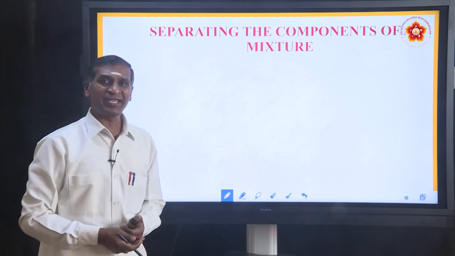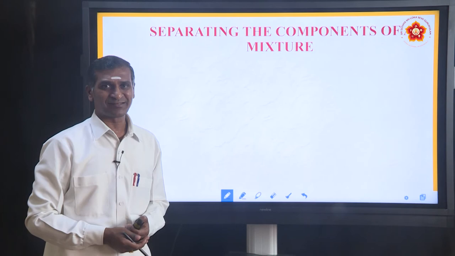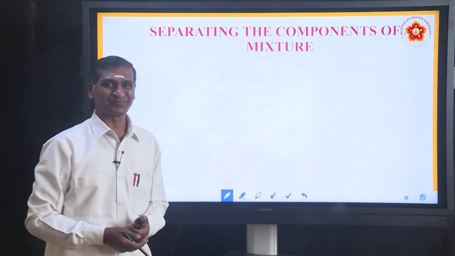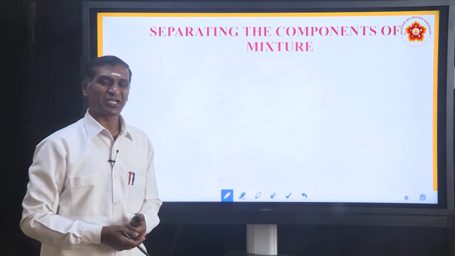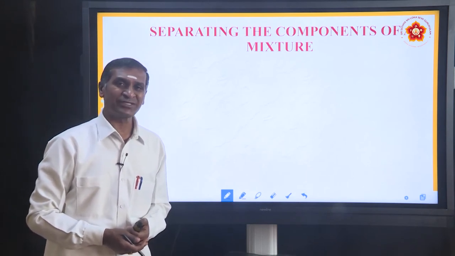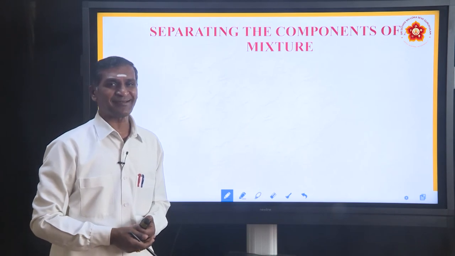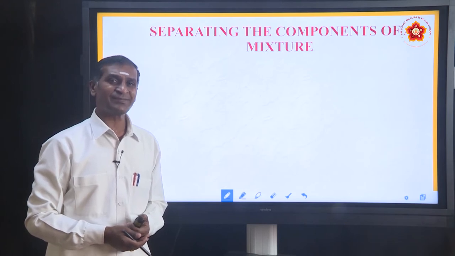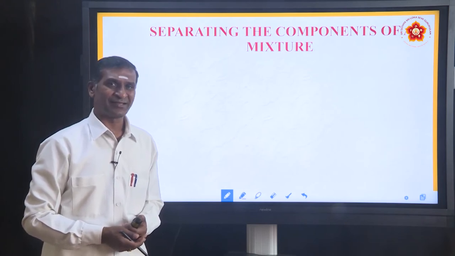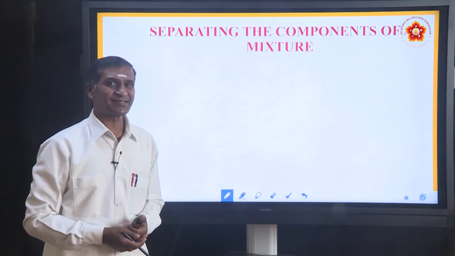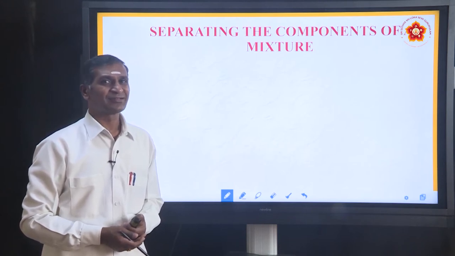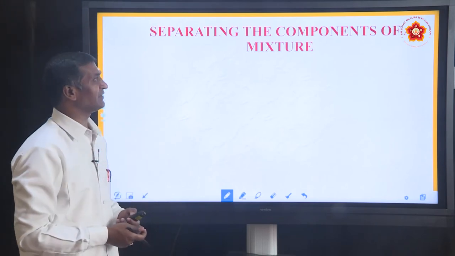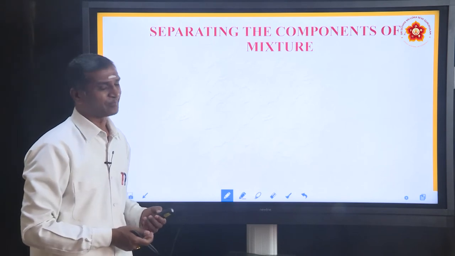The part 3 of today's topic, separating the components of a mixture. Because in the mixture, the wanted and unwanted materials are there. So to separate them, various methods are being adopted. And we are discussing the last part of this chapter, which is separating the components of a mixture.